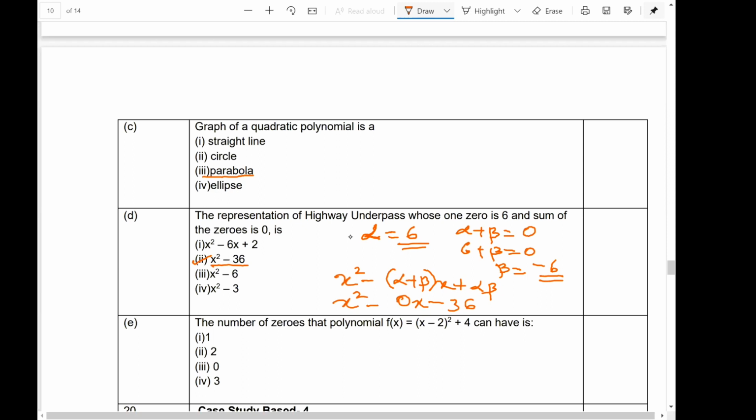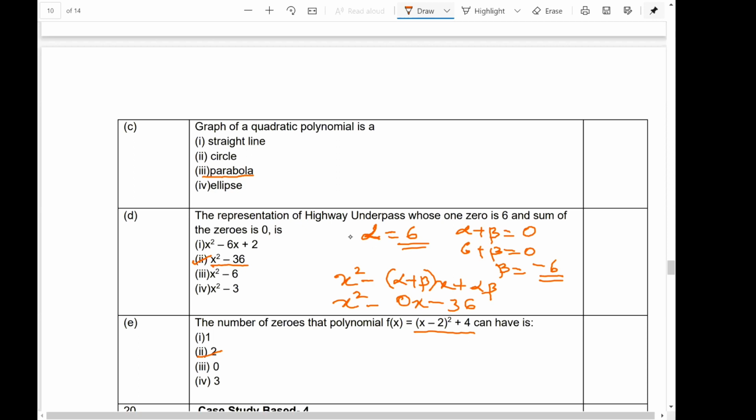Then the last one, the number of zeros that the polynomial f of x equal to x minus 2 the whole square plus 4 can have is, being a quadratic polynomial, it can have at most 2 zeros. So option 2 is the right answer, 2. So that is all about question number 19.